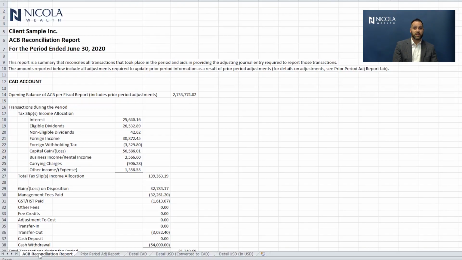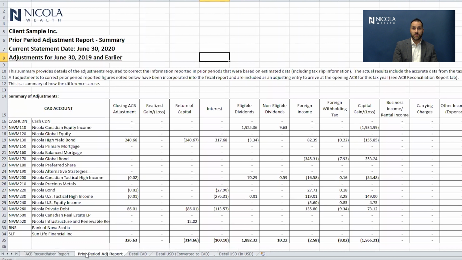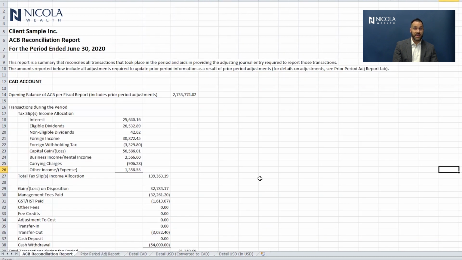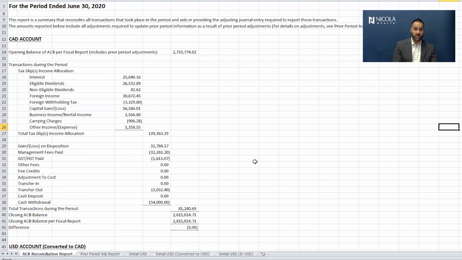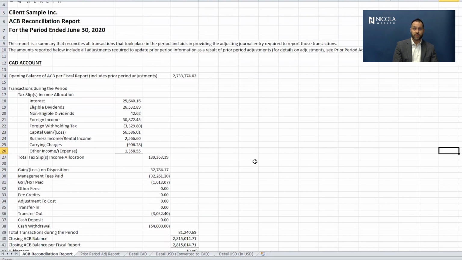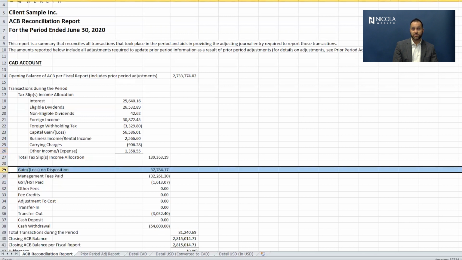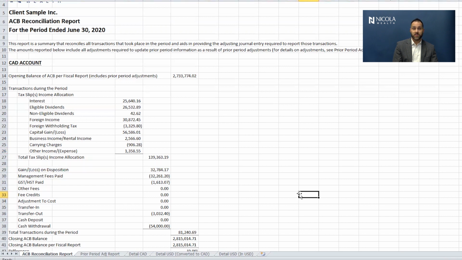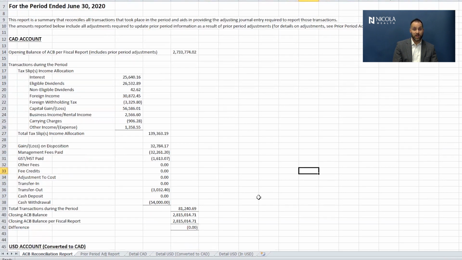Now on to the Excel report, which contains two parts. One, an ACB reconciliation, and two, a prior period adjustment report. Based on feedback, accountants value the detailed information in this spreadsheet. The purpose of the first worksheet is to show how the ending ACB was calculated at a portfolio level based on the currency of the portfolio. Examples of figures shown are taxable distributions, transfers, fees, and taxes. The gains or losses on dispositions will match what is shown on the statement of gain losses in the PDF file. Note the opening ACB balance includes any prior period adjustments.